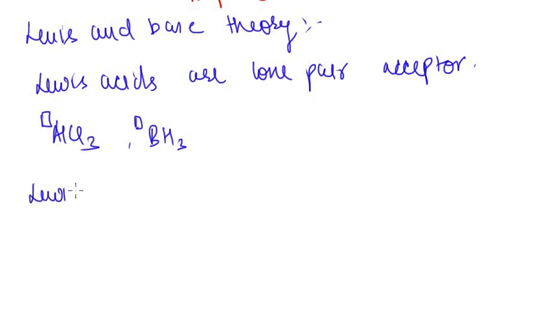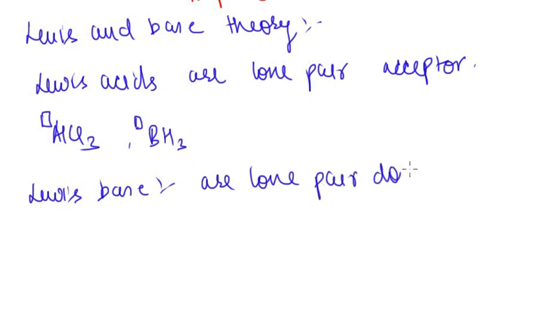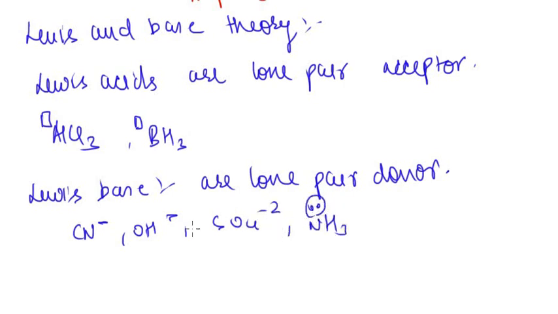What are the Lewis bases? Lewis bases are lone pair donors, which have a lone pair. These are known as Lewis bases, like CN minus, OH minus, SO4 minus 2, and NH3 also. A negative charge means it has a lone pair, and ammonia also has a lone pair. So these are categorized as Lewis acid and base. They both react, and we will study that in detail in organic chemistry. Alright, that is the Lewis acid and base.